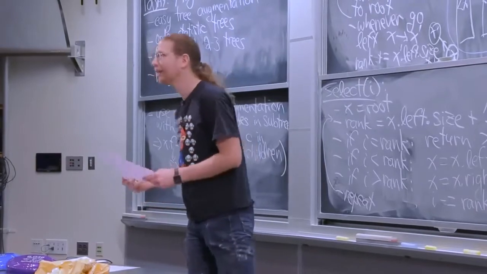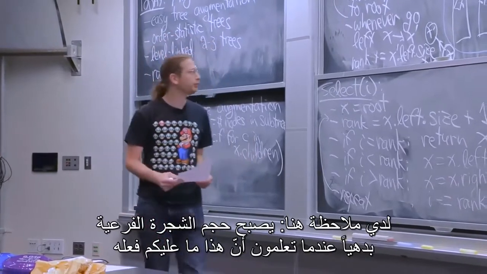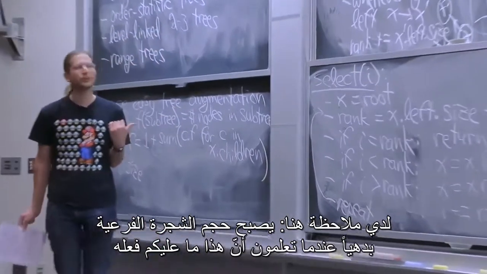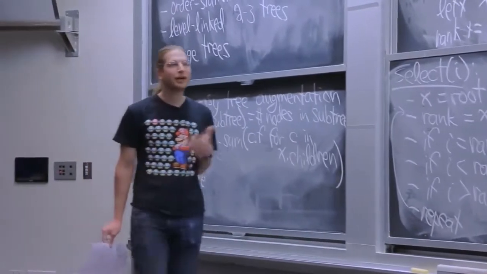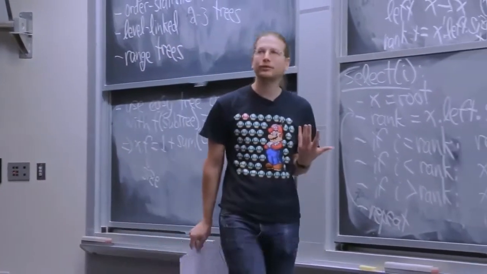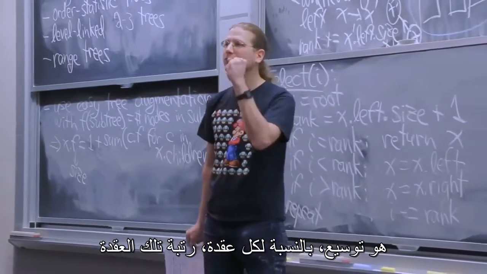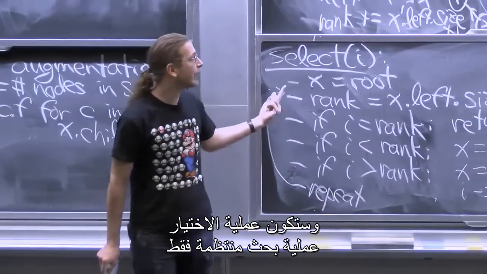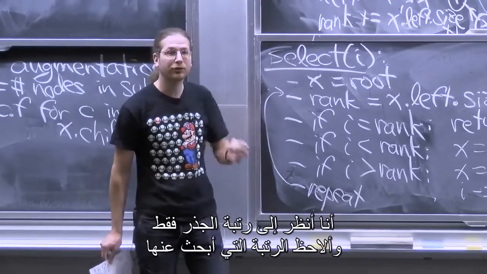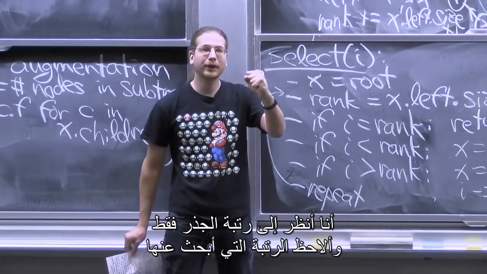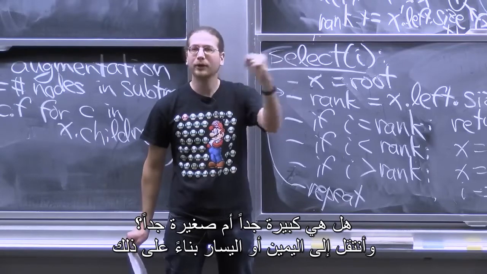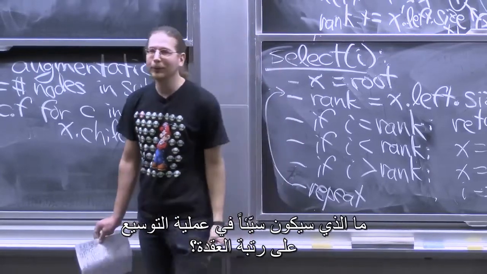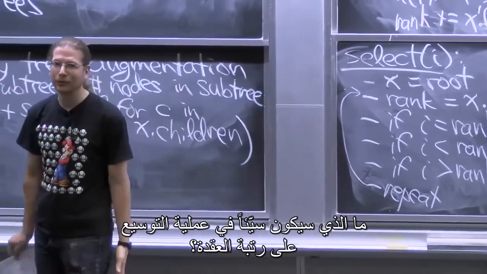OK. I have a note here. Subtree size is obvious once you know that that's what you should do. Another natural thing to try would be to augment for each node what is the rank of that node. Because then rank is really easy to find, and select would basically be a regular search. I just look at the rank of the root, I see whether the rank I'm looking for is too big or too small, and I go left or right accordingly. What would be bad about augmenting with rank of a node?